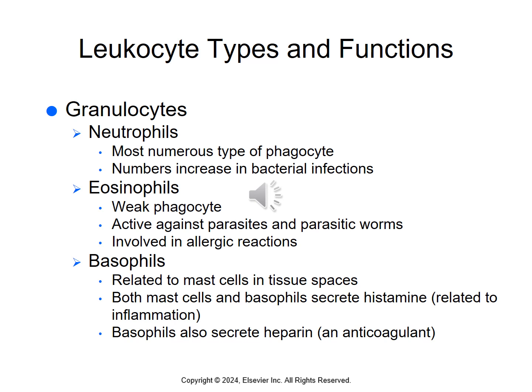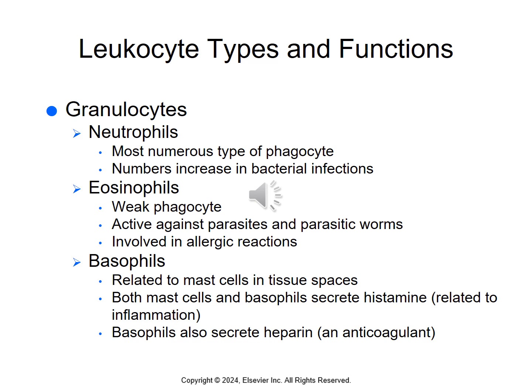Eosinophils are the weakest phagocyte. Very active in parasites, parasitic worms, and eosinophils are involved in allergic reactions, including asthma.